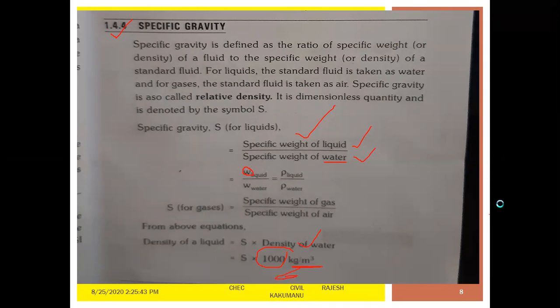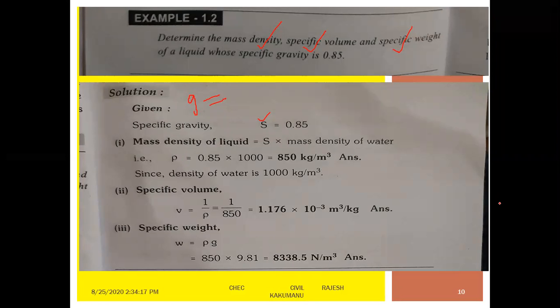Substitute these values in the formula. Based upon the formula and the given question, you have to take the values. Okay, now here rho is equal to 0.85 into 1000. That implies 850 kg per meter cube. So you got the mass density.